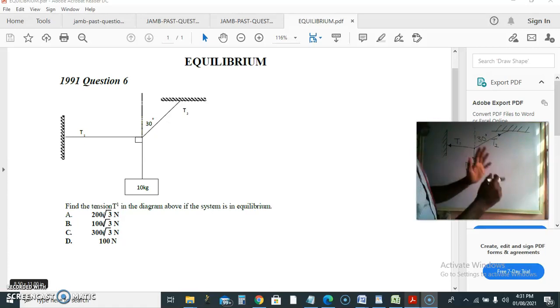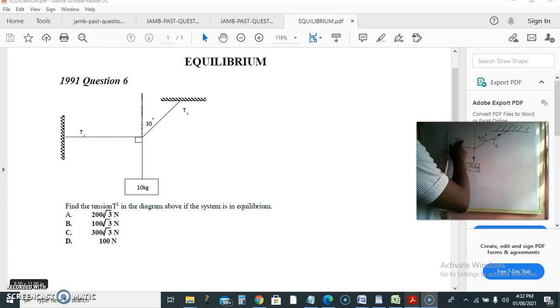I think if we use Lami's theorem, it will simplify this question a lot. How do I mean? T1 over the sine of the angle opposite it equals 100 Newton over the sine of the angle opposite it. Very, very easy. If it had been T2 we were looking for, we would have just resolved vertically to equate it to 100 Newton.